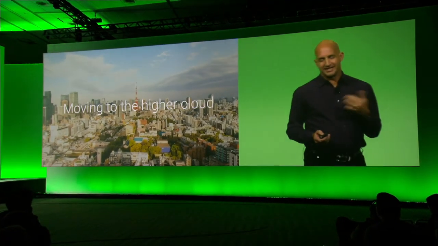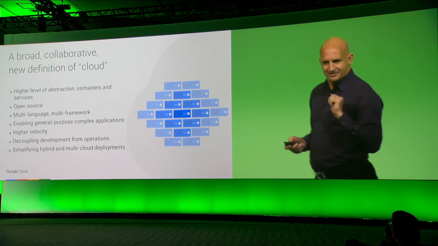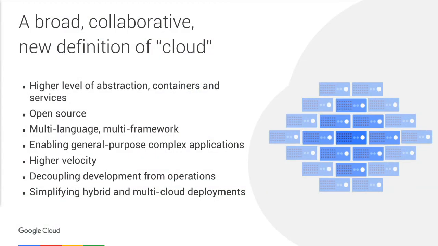So what does it mean to move to this higher cloud? Well, I think you already know in some sense, Cloud Foundry users live in this world partially already. I'm just trying to broaden it, to complement it, I would say. So obviously, we want a higher level of abstraction. We want it to be open source. We want multi-language and multi-framework, the full range of applications. Anything you want to write should be expressible in this new cloud. In turn, with both that higher level abstraction and the decoupling of operations from development, you should have higher velocity. And that, in turn, gives you also a better answer on how to do hybrid and multi-cloud.